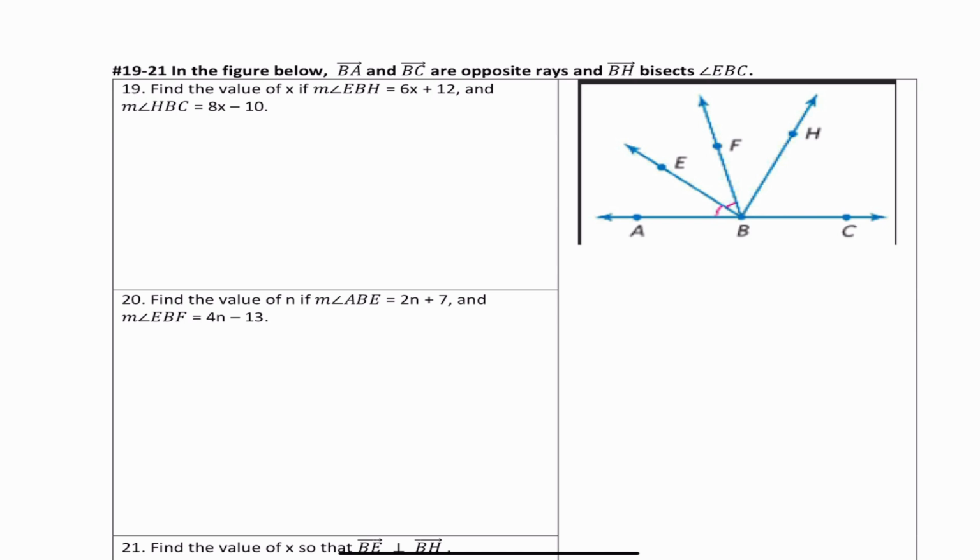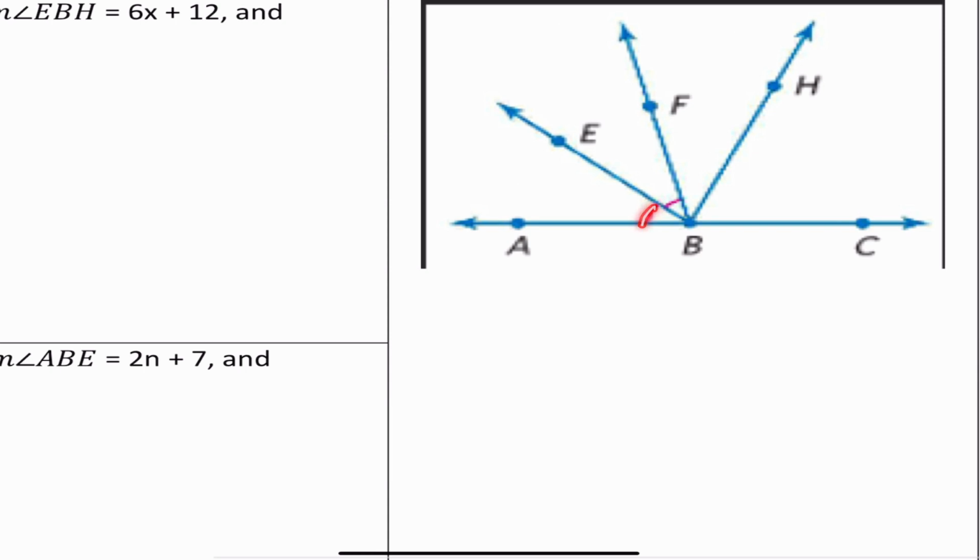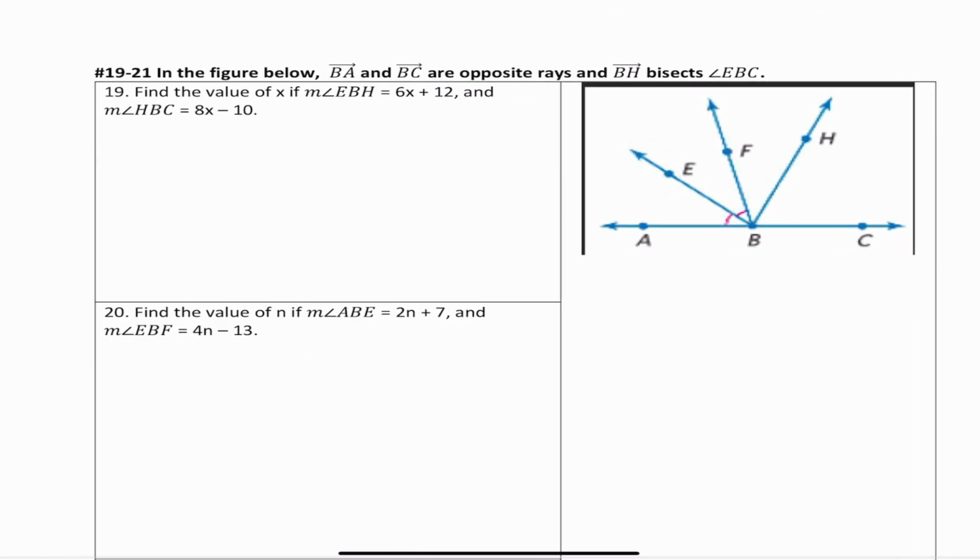So here's EBC, and the ray BH bisects that angle. That means it splits the angle into two congruent parts. I already see that we have this and this. They are congruent. This angle here and this angle here are congruent because of those arcs there. Since we have one arc here and one arc here, that means I need to draw two arcs. So again, here's BH, here's EBC. Let's draw those arcs. So two arcs here, two arcs here. This angle and this angle are congruent.